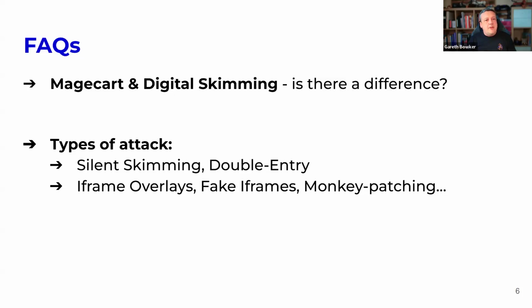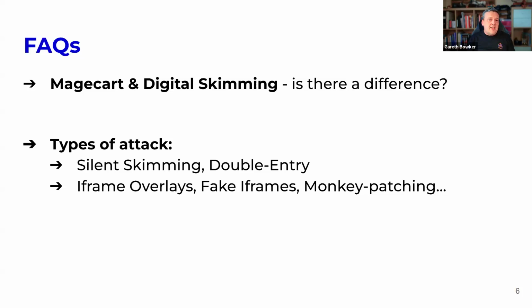And then the ways that these happen, there are lots of different ways, but some of the most common ones that we hear about are things like iframe overlays. So this is where an attacker can overlay an iframe on top of the original iframe and capture details that way. A fake iframe is kind of the same, but different in that what they're doing is they're just replacing the original iframe. So often an overlay attack will work alongside a silent skimming attack. A fake iframe is more of a double entry type of attack because you're putting the details purely into the attacker's iframe in the fake iframe type of example.